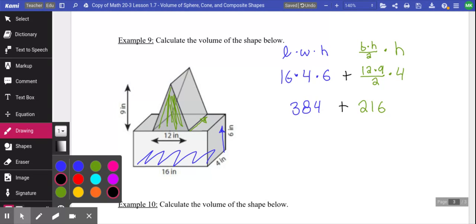That's your two shapes separate, right? I did my cube on the bottom. I did my prism on the top. You're adding those together. That gives you a total of exactly, yeah. And that's inches cubed.